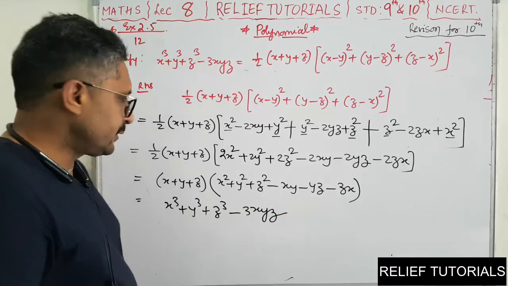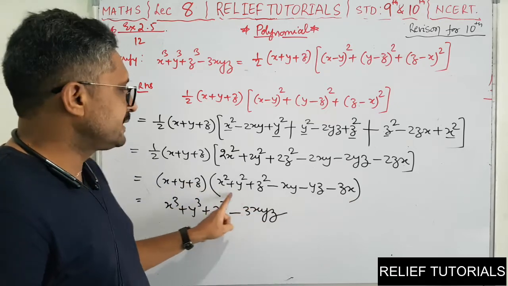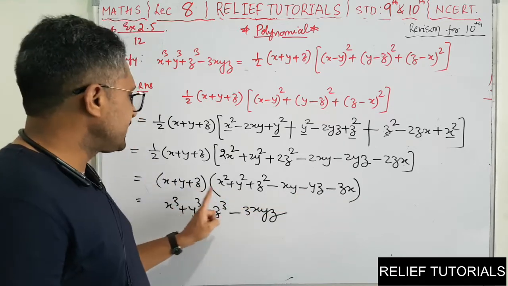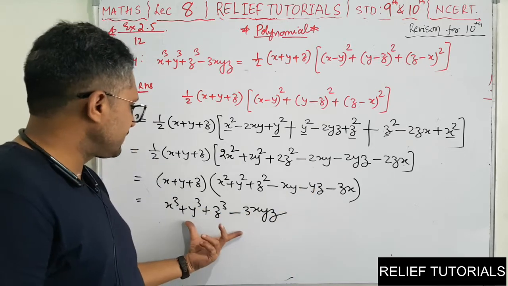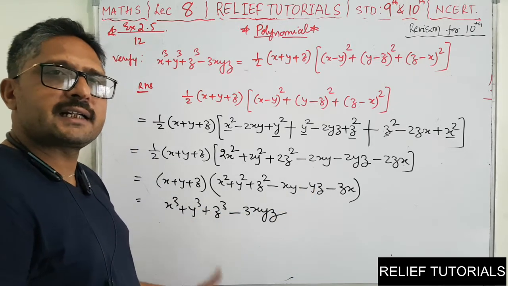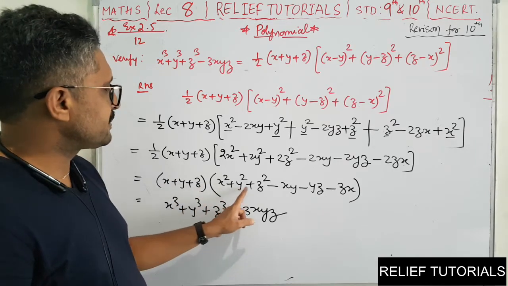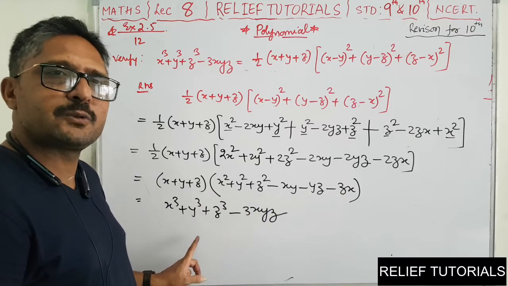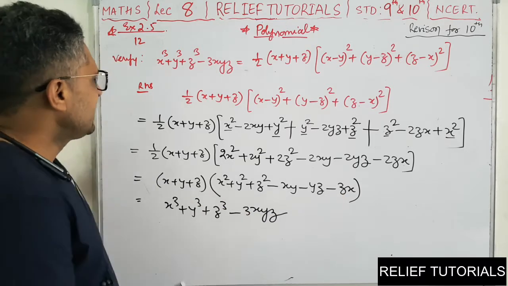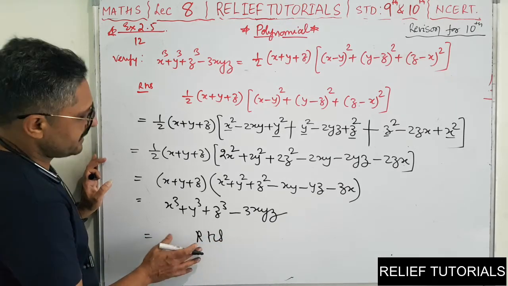Or you can do one thing: multiply x with this bracket, then multiply y with this bracket, then multiply z with this bracket. The rest of the terms will cancel and the remaining will be this. But we are directly using the identity. We know that (a plus b plus c) into (a square plus b square plus c square minus ab minus bc minus ca) is nothing but a cube plus b cube plus c cube minus 3abc. So this is our LHS.